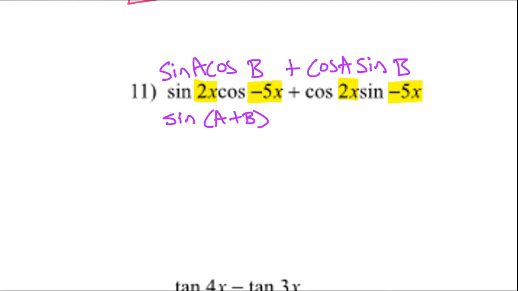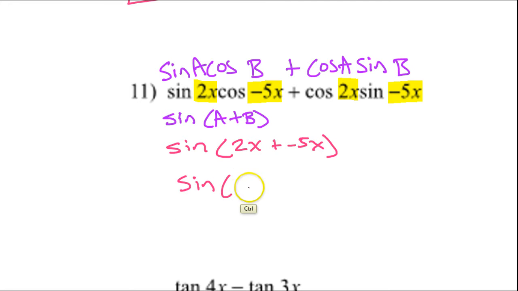So I should be able to write this as the sine of a sum. So this would be the same thing as the sine of, and like we said, A is 2x, and B is negative 5x. So it's like 2x plus negative 5x. So that's just going to be the sine of, and this is really just 2 minus 5, so this is going to be negative 3x. And that's all we can do.